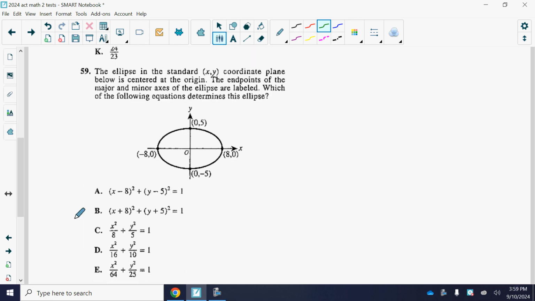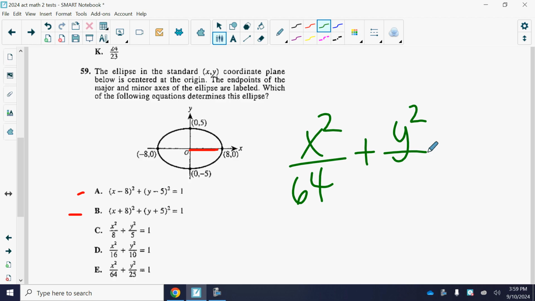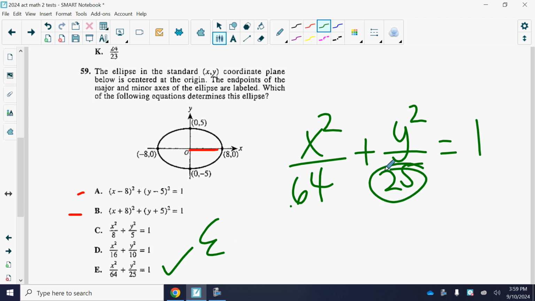In an ellipse, it's not A or B. That would change the center. The x radius is 8, so the x stretch is 8. That means you've got to go 64 underneath. And the y stretch is 5. That means you've got to go 25 underneath. And that's the ellipse. A circle has the same number underneath both, so it has an r squared out here. That's how you do an ellipse for the ACT. You put the stretch 8 underneath as 8 squared.